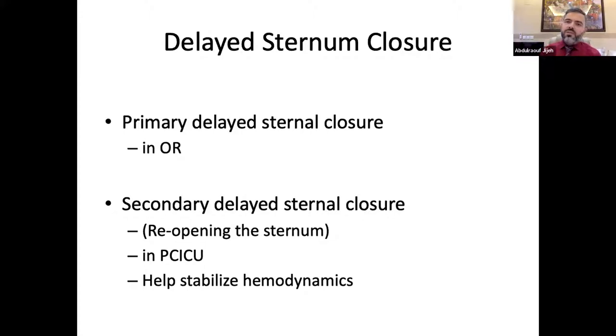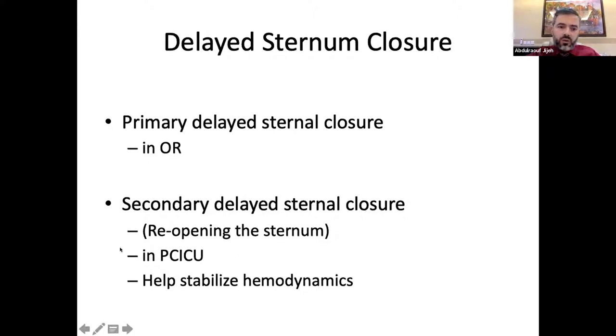If the sternum was closed and the patient transferred to the pediatric cardiac ICU, sometimes capillary leak syndrome may present later on, during the first 48 hours. If the patient required reopening the sternum in the ICU, we call it secondary delayed sternal closure, and it is the same as reopening the sternum. Opening the sternum for a patient who is hemodynamically unstable after congenital heart disease surgery will, most of the time, help in stabilizing the hemodynamics of the patient. So the question was: are there any predictors which can predict which patient requires reopening the sternum?